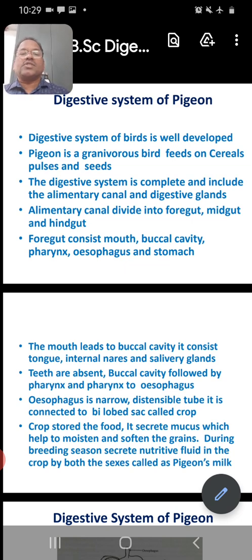The digestive system is complete and includes the alimentary canal and digestive gland. The alimentary canal is divided into foregut, midgut and hindgut. So it is divided into three parts. The foregut, which is the anterior part of the alimentary canal, has the mouth, buccal cavity, pharynx, esophagus and stomach. So these are the parts of the foregut.